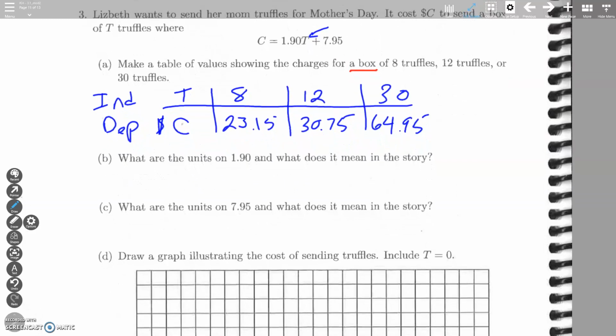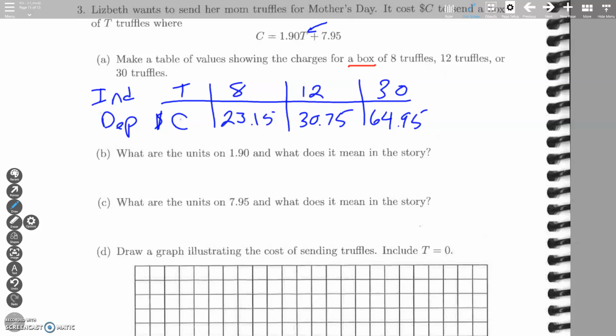We'll come back to that in a little bit. Question B says, what are the units on the 190 and what does it mean in the story? Well, let's think about our equation here. C equals 190 times T plus 795. If you remember back to the previous lesson, the one we were talking about building linear equations, the number that gets multiplied to our independent amount is called our rate of change. That 190 is our rate of change. It's our rate. And since we're getting dollar amounts here, 190 should be dollars.